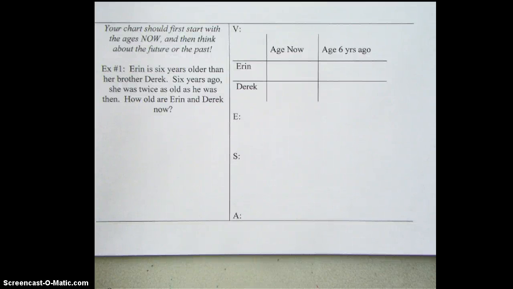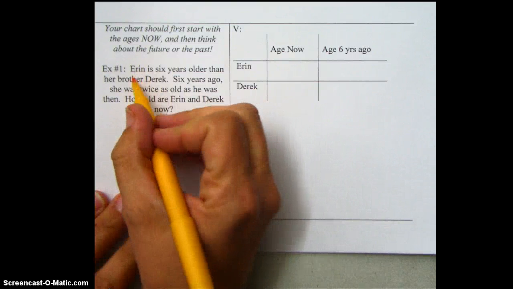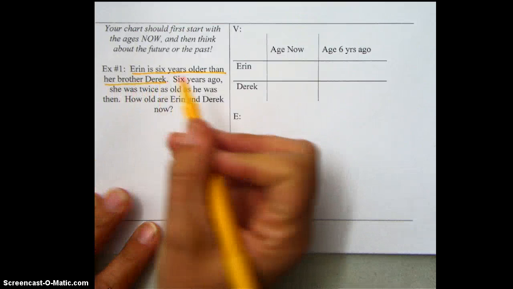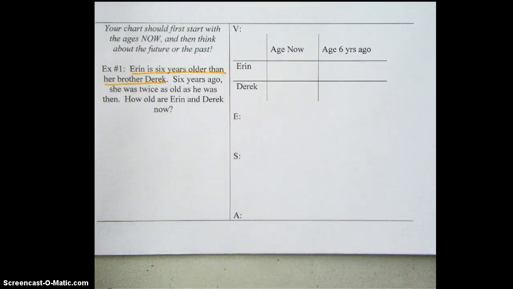Today we're going to talk about age word problems. We're going to break this up into 3 different colors as we're going through the chart. The first thing we're going to do is underline the very first sentence. Erin is 6 years older than her brother Derek. That automatically tells you the 2 people we're working with are Erin and Derek.